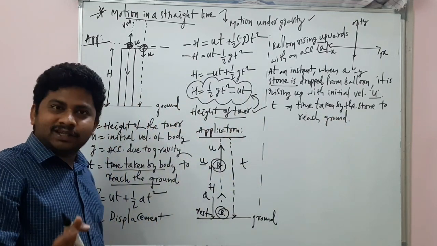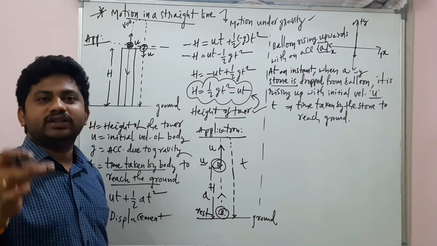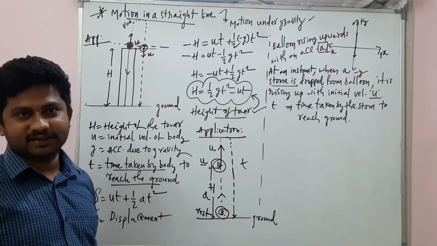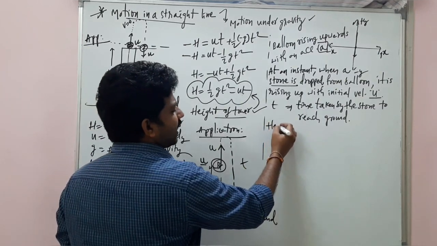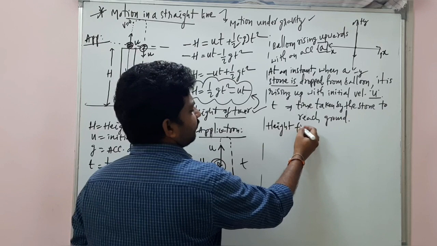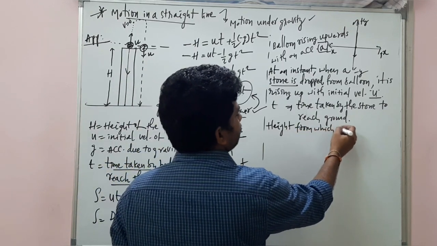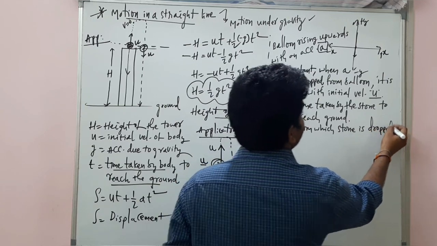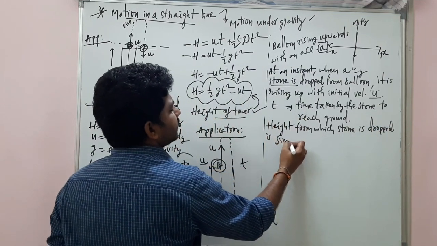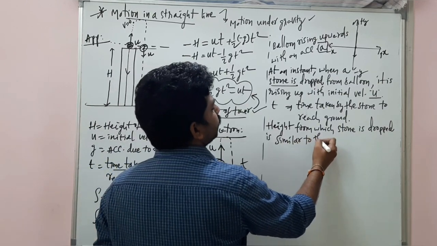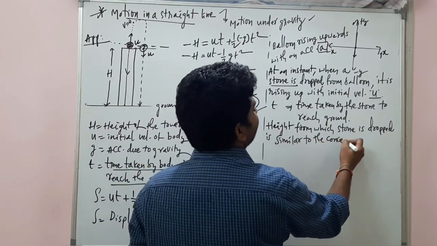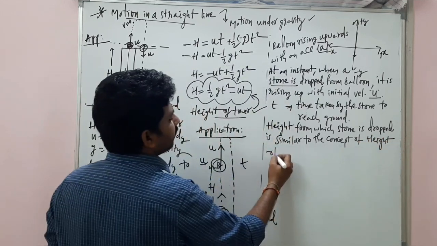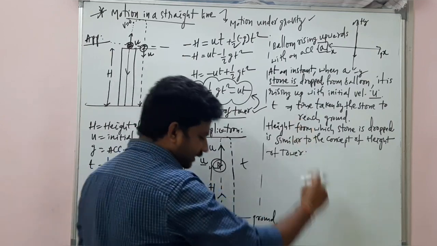Right? So the question is, from what height the balloon is dropped? So from what height the stone is dropped? So like this the questions will be asked. So the height from which the stone is dropped is similar to the concept of height of the tower, isn't it? Similar to the concept of height of the tower, my dear children, isn't it?